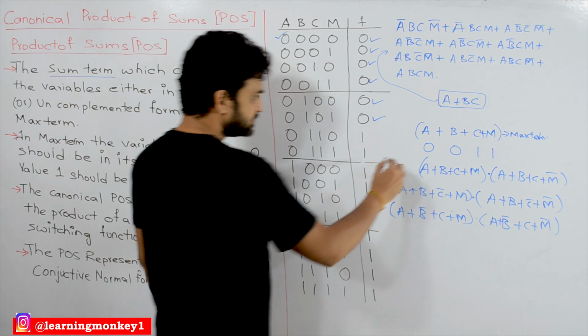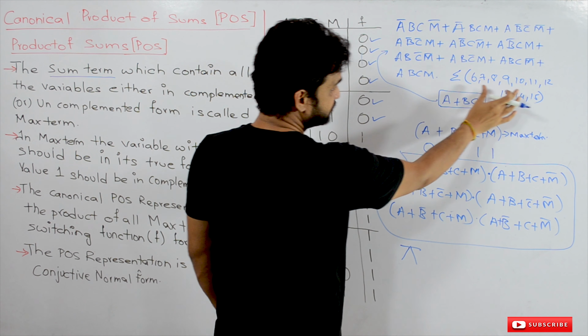Okay, so this is the representation of the function which is producing an output of 0 for these inputs. Now the other way of representation is by using pi. In our previous class we have seen sigma is the other way of representation of all these terms. So what are those terms? It is 6, 7, 8, 9, 10, 11, 12, 13, 14 and 15. So this entire representation can also be done in this way.